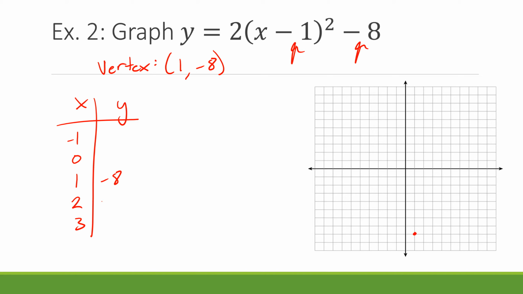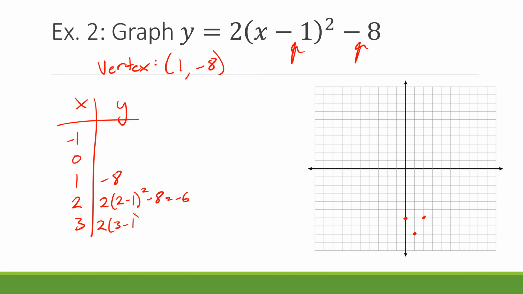When I plug in 2, I have 2 times 2 minus 1 squared minus 8. 2 minus 1 is 1. 1 squared is still 1. 1 times 2 is 2, and 2 minus 8 is negative 6. So if I go over 2, I'm going down 6. That will be the same on the other side. Very nice. How about 3?